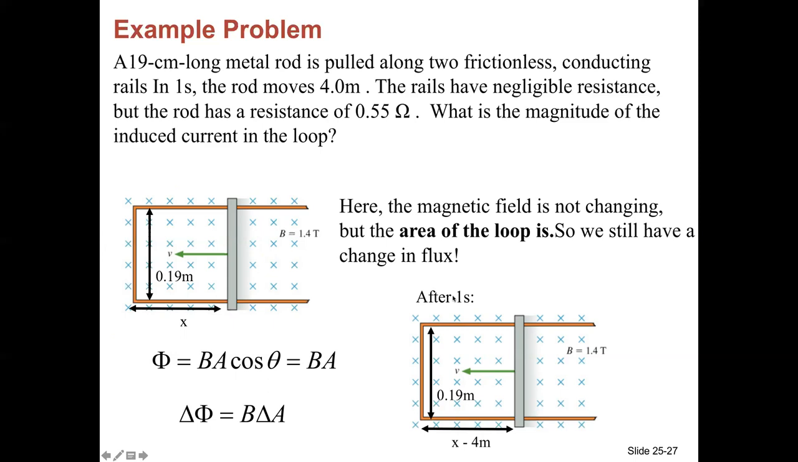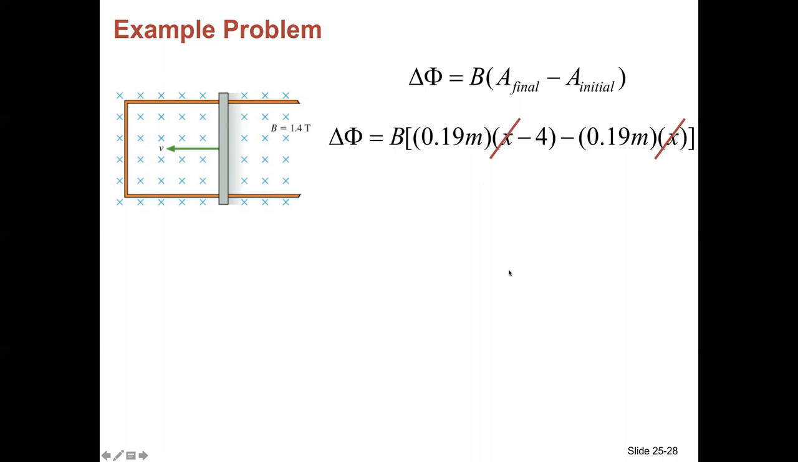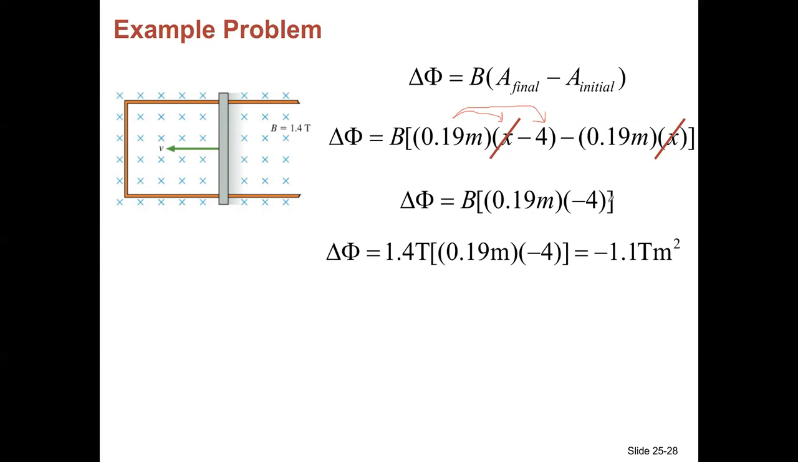So let's compute delta phi. Delta phi is going to be the magnetic field times A final minus A initial. I'm just going to plug in things here. The width of the loop stays 0.19 meters in both cases, and on the first term we can distribute the 0.19 meters through. So multiply through by 0.19 on this first term, and we'll have 0.19x minus 4 times 0.19 minus 0.19x. The two terms with x indeed end up canceling out, leaving us with a delta phi of minus 1.1 tesla meters squared, or minus 1.1 webers.